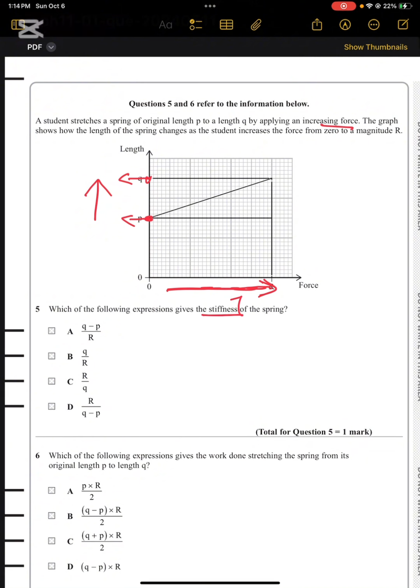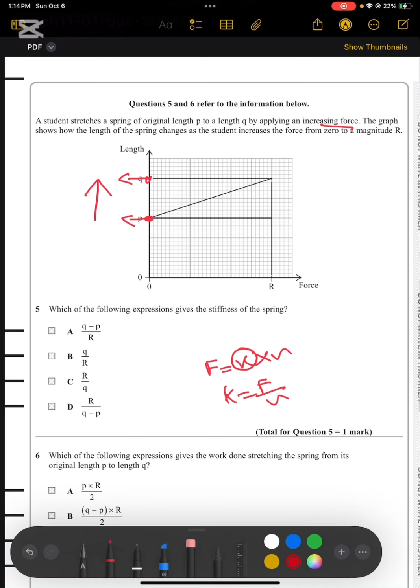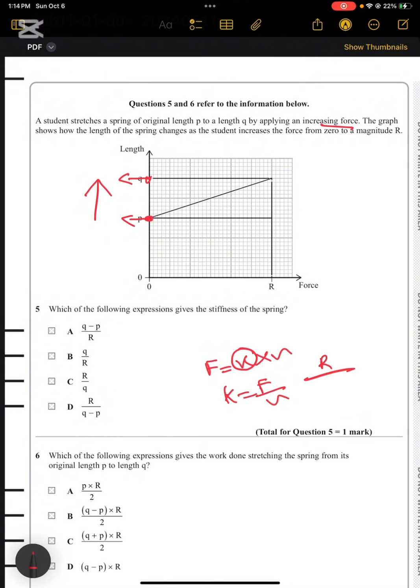We all know stiffness means K, and we all know the formula F is equal to K into X. If we have to find the stiffness, we can make K the subject, which is F divided by X. The force here is written as R, and the change in X, meaning the change in length, is from P to Q, so we can say Q minus P. So the answer will be this.